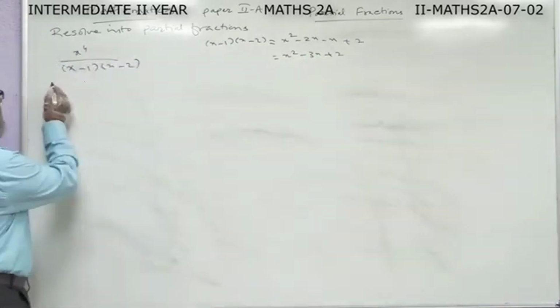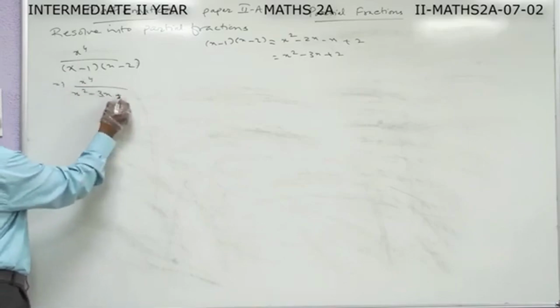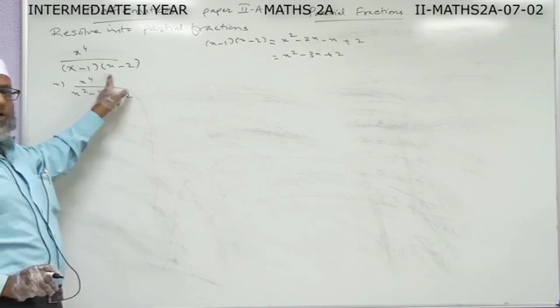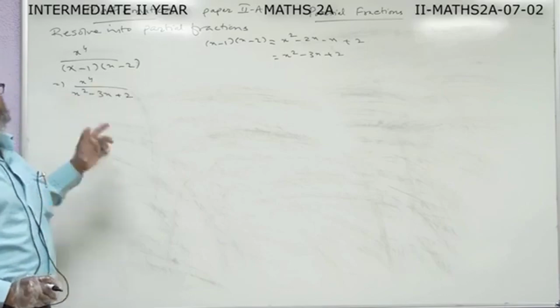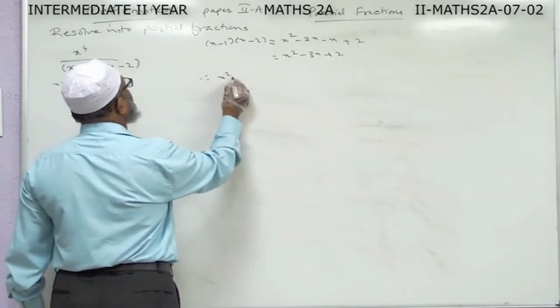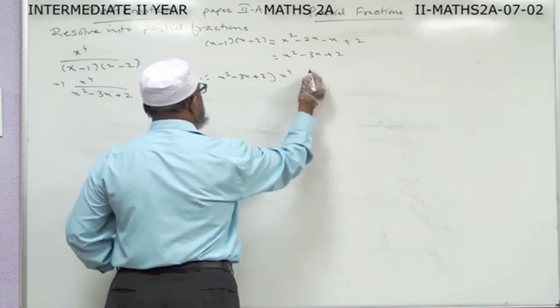Therefore, if I multiply this, I am getting x square minus 3x plus 2. So it means that this is x to the power of 4 divided by x square minus 3x plus 2. Now, by observing, it is very clear that the degree of the numerator is 4, whereas the degree of the denominator is 2. So it is an improper fraction. So I have to divide this. Therefore, I am doing the same thing, that is x square minus 3x plus 2 dividing x to the power of 4.